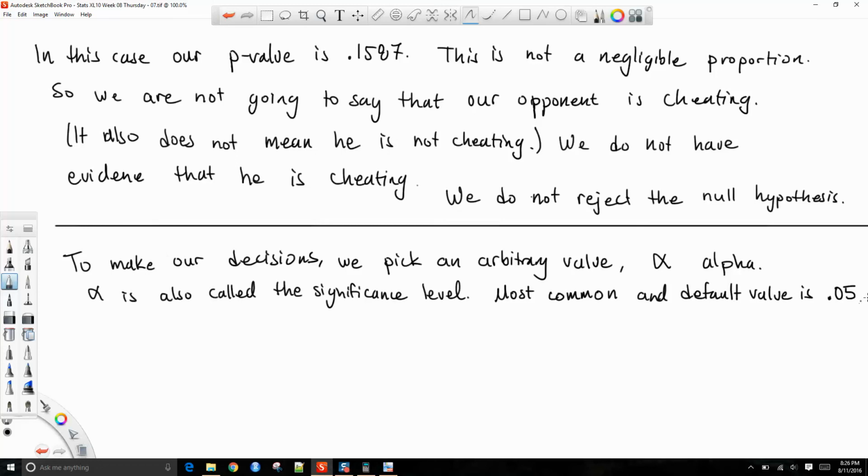is 5%. So basically, if the p-value ends up being bigger than alpha, or in most cases, if the p-value is bigger than 5%, we are not going to reject the null hypothesis. And on the other hand, if the p-value ends up smaller than 5%, we will reject the null hypothesis. Okay.